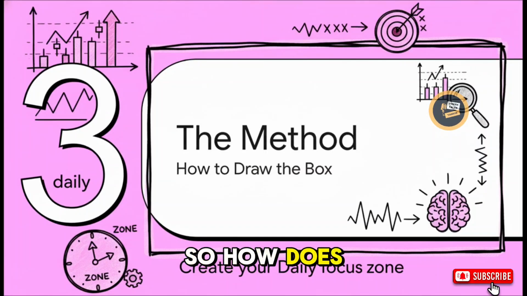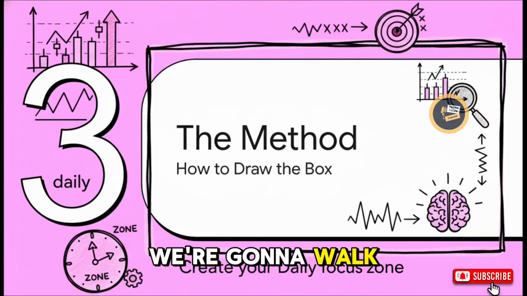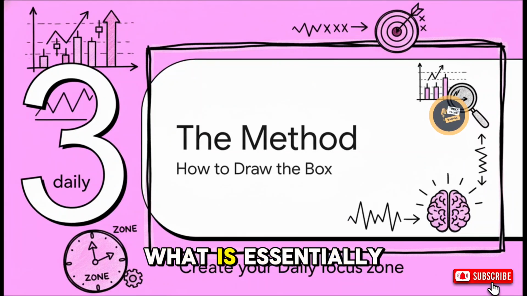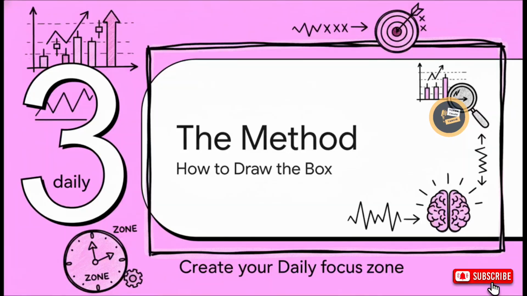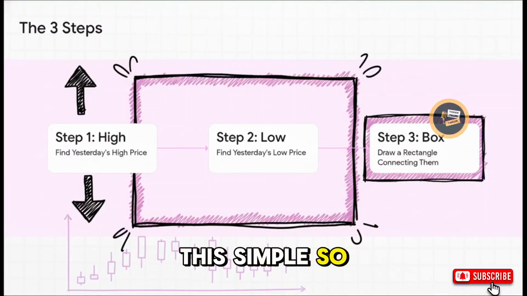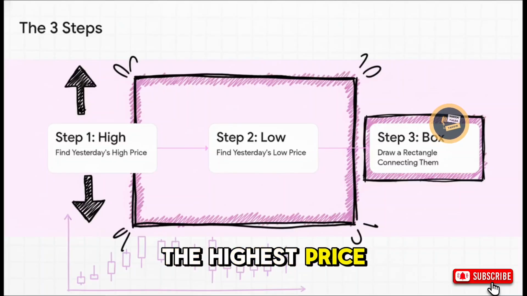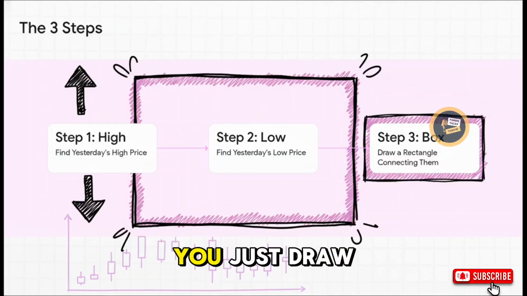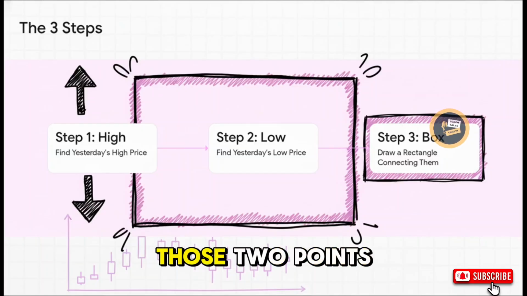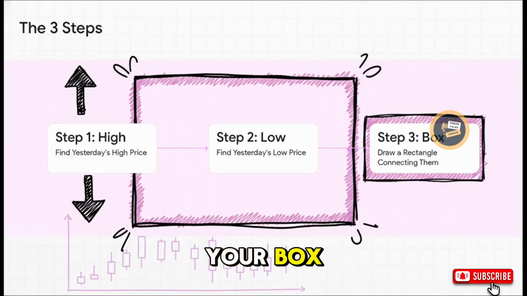Okay, so how does it actually work? Let's get practical and see how you build this thing. We're going to walk through the exact mechanics of creating what is essentially your daily focus zone. It really is this simple. So at the start of your day, you look at the chart for the previous day's trading. Step 1, find the highest price that was reached. Step 2, find the lowest price. And step 3, you just draw a rectangle connecting those 2 points. That's it. That's your box.